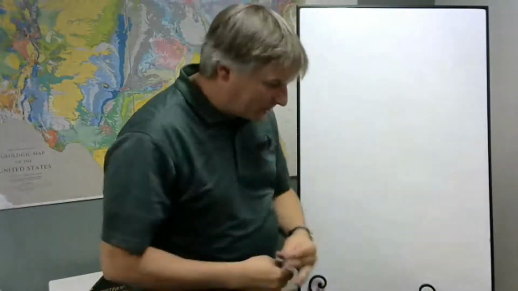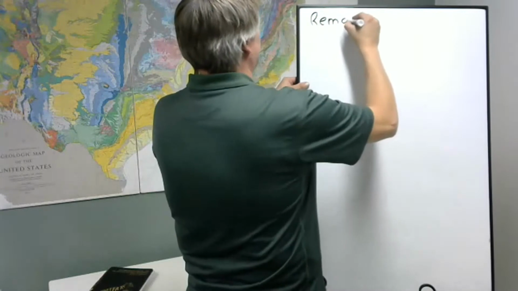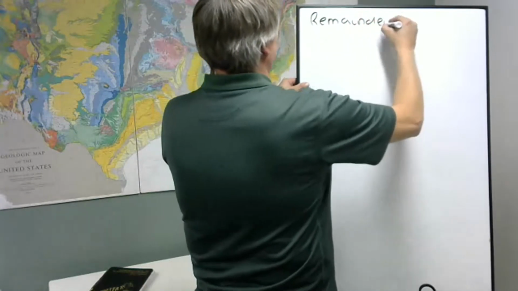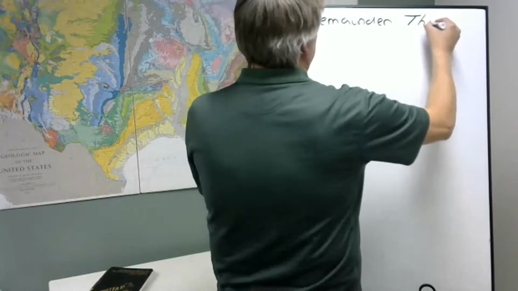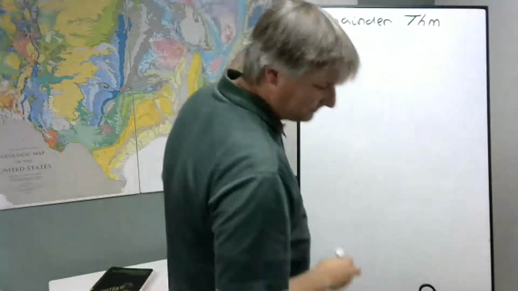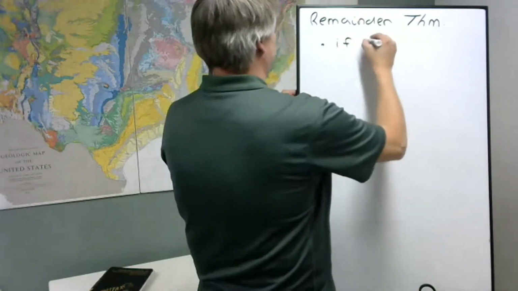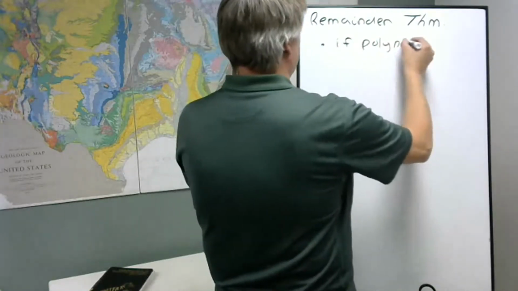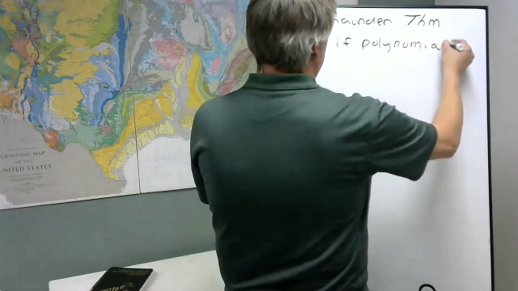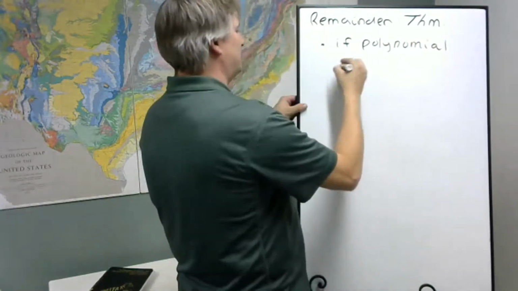So one last thing to mention in this section, it's called the remainder theorem. And basically, this is what it says. I'll use f of x.